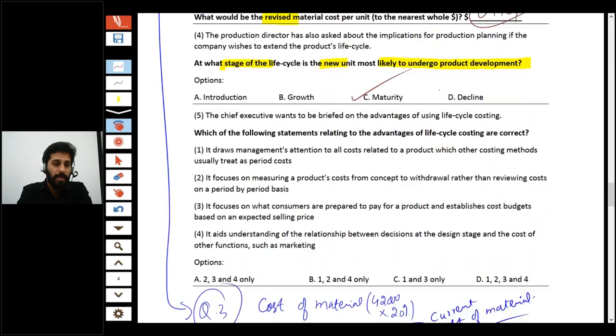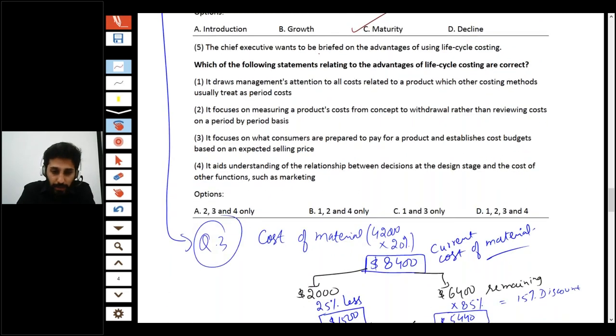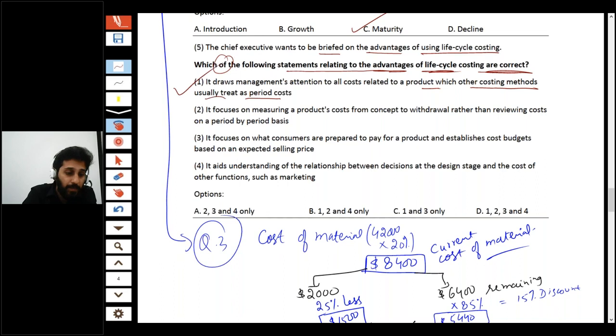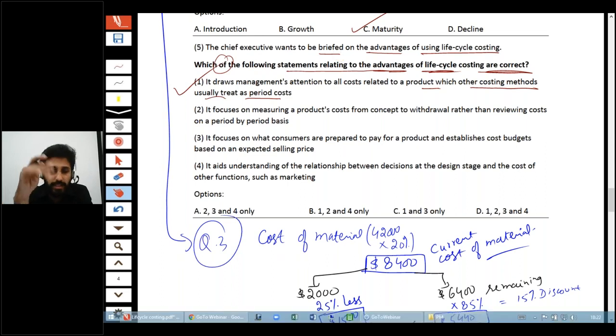Now question number 5. The chief executive wants to brief the advantages of using lifecycle costing. Which of the following statements related to the advantages of lifecycle costing are correct? Number 1, it draws management attention to the cost of the product which other costing methods usually treat as a periodic cost. Yes, I'm explaining the first point. It draws the management attention that all the costs need to be related to the product.